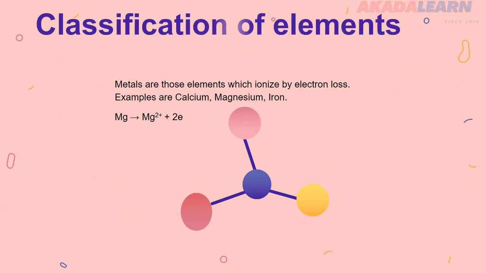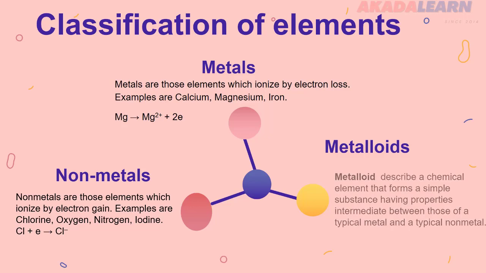And so guys, let's go on and talk about classification of elements. Elements are normally classified into metals, non-metals, and metalloids. Now, the metals are those elements which ionize by electron loss. They normally lose electrons. Examples are calcium, magnesium, iron, etc.